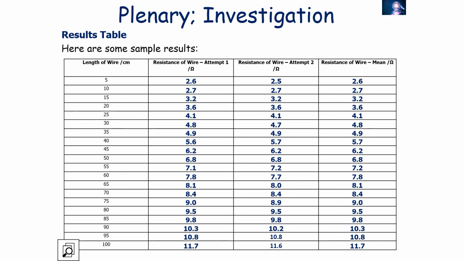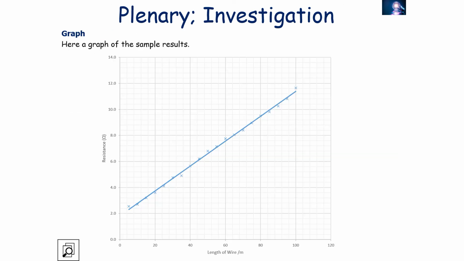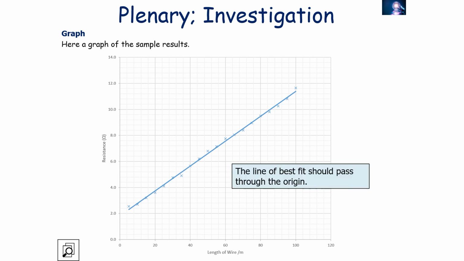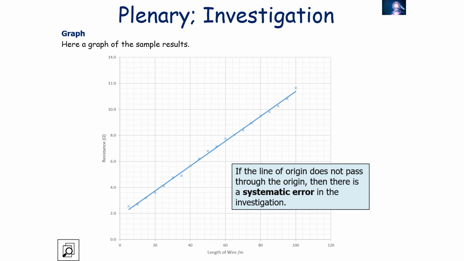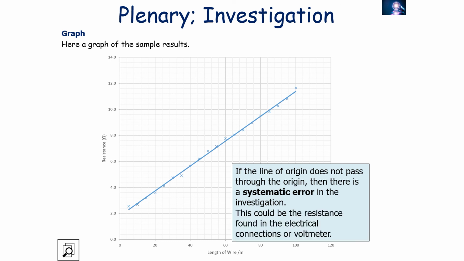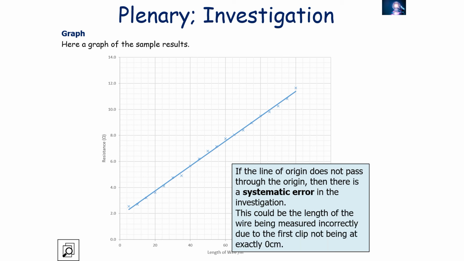And here are some results linking together the length of the wire and the resistance generated, which you can then plot on a graph of length against resistance. Now the line of best fit should pass through the origin, because the resistance of a wire and the length of a wire are directly proportional. If the line of best fit does not pass through the origin, then there's a systematic error in the investigation. This could be the resistance found in the electrical connections of the voltmeter, or it could be that the length of the wire is being measured incorrectly due to the first clip not being exactly at 0 centimeters.